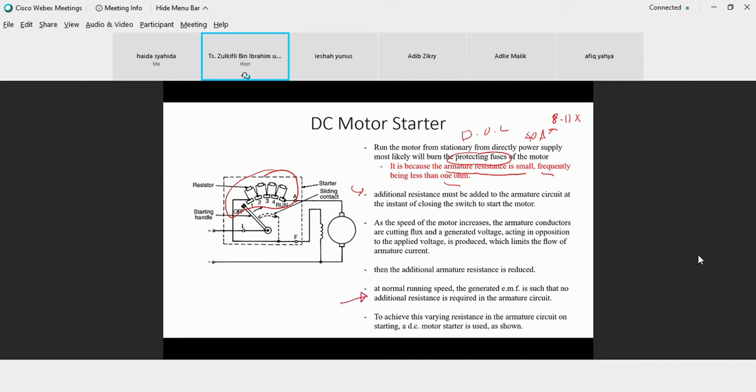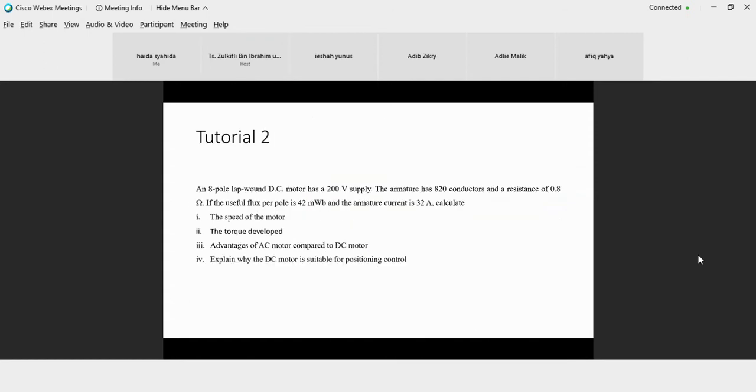To achieve this varying resistance in the armature circuit on starting, a DC motor starter is used as shown. So this is the reason macam mana we need to use the DC motor starter. Untuk DC starter, semua kita pakai DC motor starter. Ni shunt motor, semua pakai. Okay, tu masalah dia.